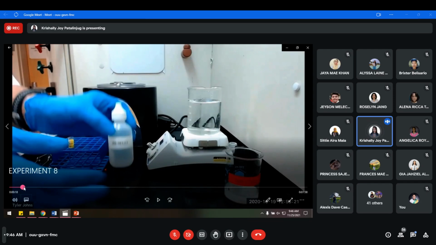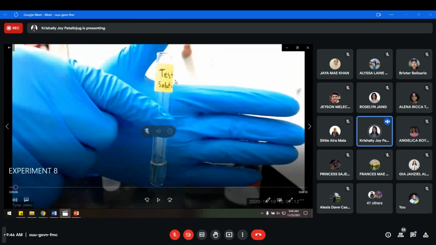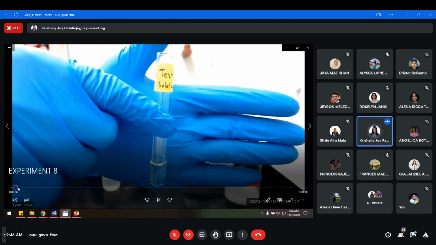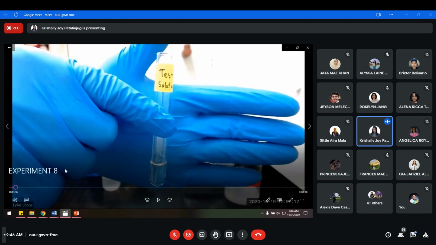As being presented in the video material, this is the test solution that I mentioned earlier. This test solution already contained the three cations, the barium, calcium, and magnesium. Never mind the S3 that he labeled. That's for the group 3 cations. Here, we will focus only on the group 4 cations.